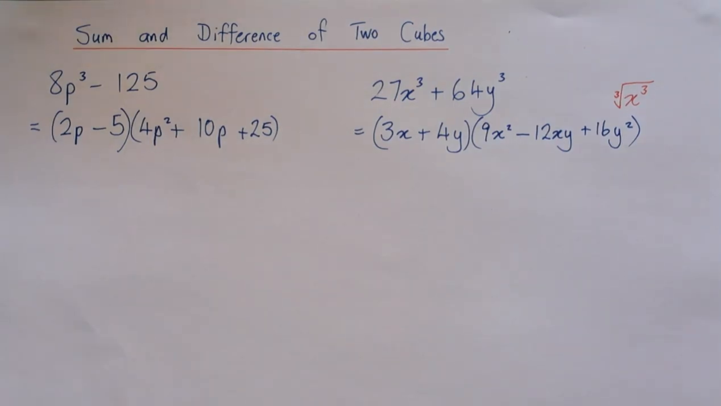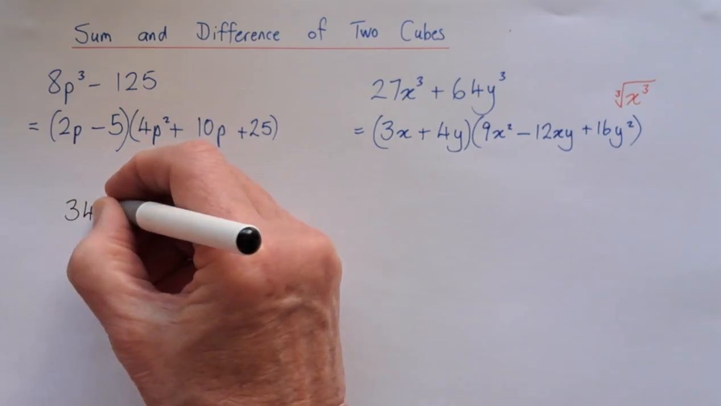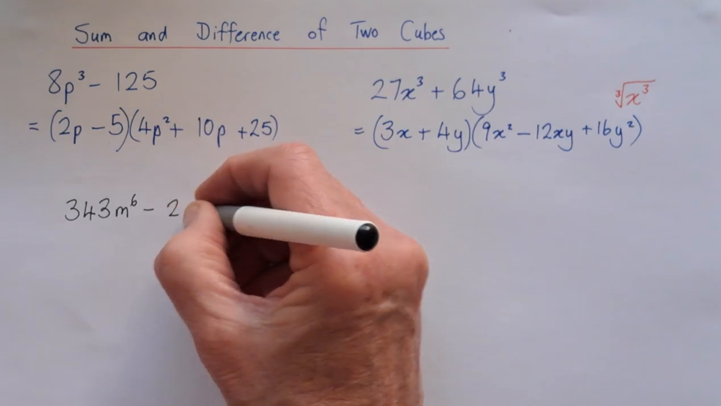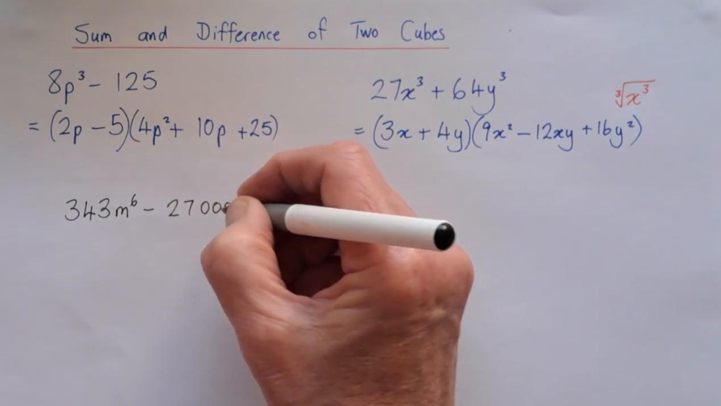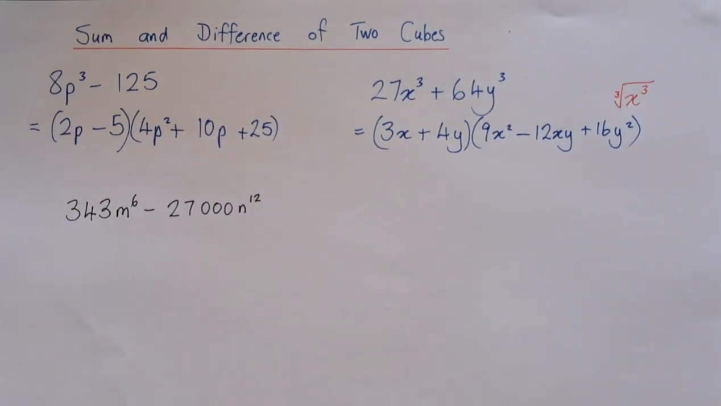Right, let's have a look at something a little bit more interesting. Let's look at 343 m to the power of 6 minus 27,000 m to the power of 12. So 343 happens to be one of my favorite numbers. I do love the number 7, and it's related to that number. The other reason I enjoy this number is because it's a palindromic number. In other words, you can read it forwards or backwards and you'll still have the same number.